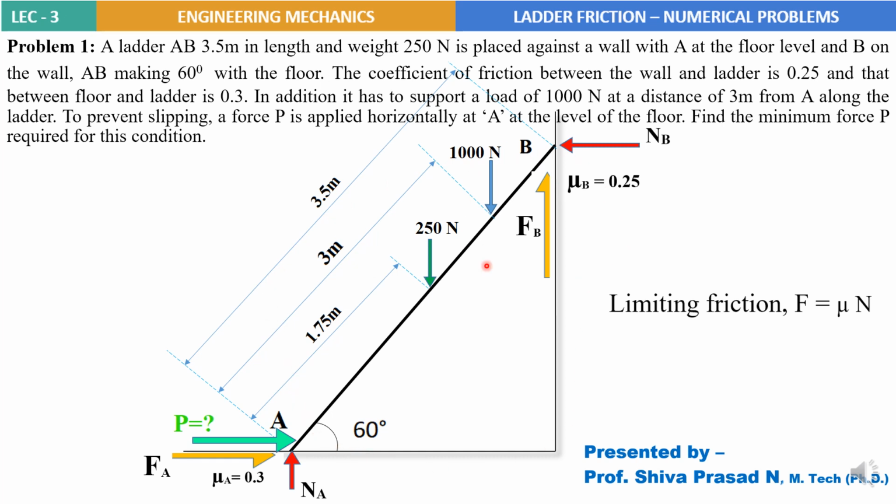So at this stage we can consider the equation of limiting friction, that is, maximum frictional force comes into picture, and that value will be equal to mu, the coefficient of friction, multiplied by the normal reaction. This relation we will be using while solving this problem. So this is the thing. So let's begin to solve this problem.